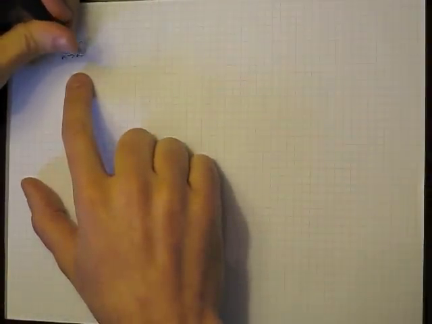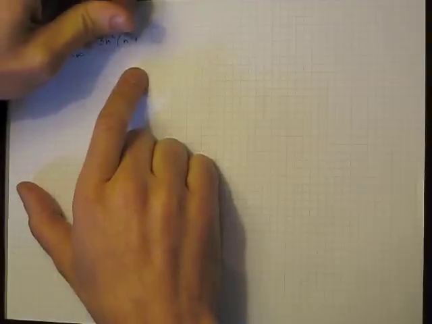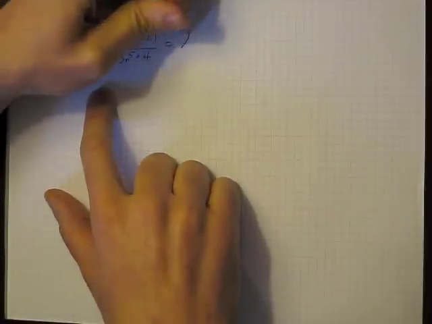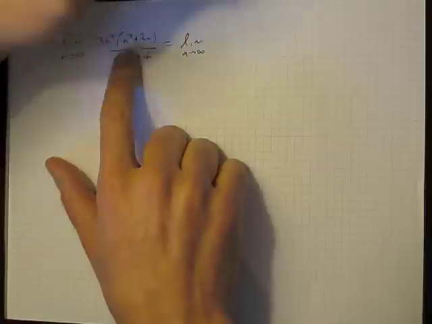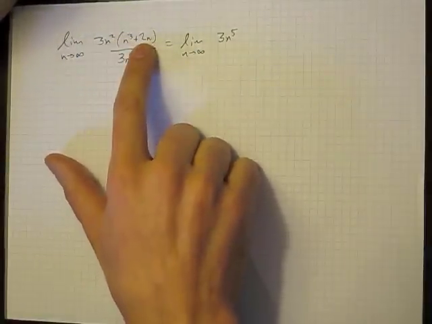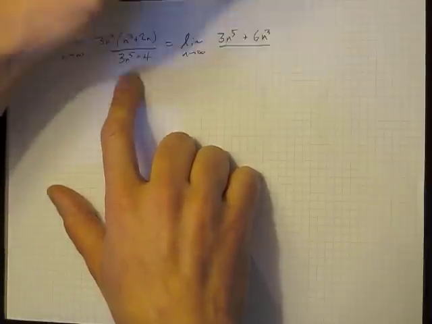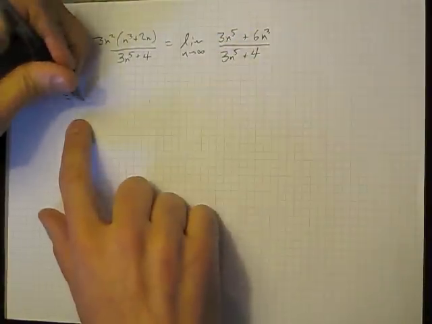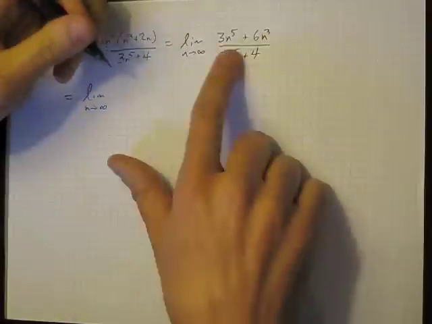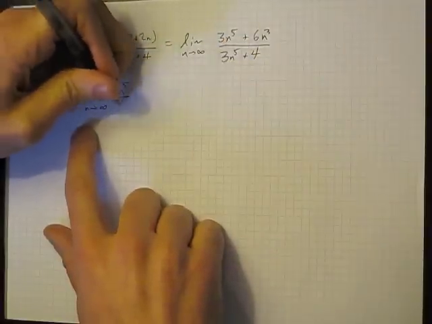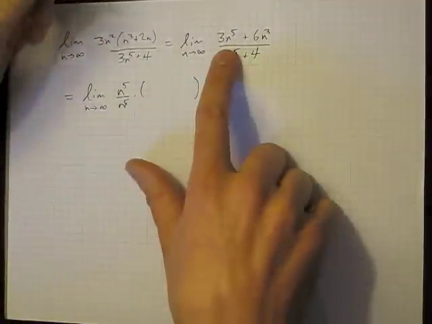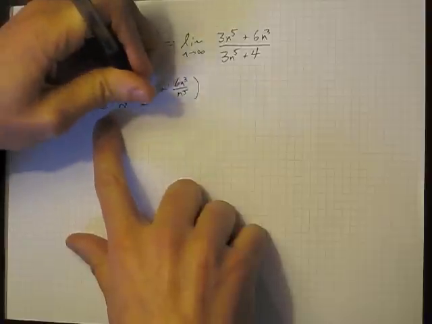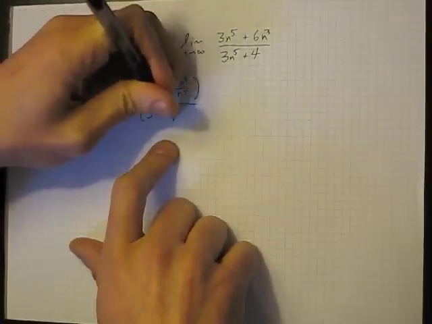So we're looking at the limit as n goes to infinity of 3n squared times n cubed plus 2 times n, divided by 3n to the fifth plus 4. If we distribute that through, then we get the limit as n goes to infinity. So 3n squared times n cubed is 3n to the fifth. And then 3n squared times 2n would give us 6n cubed. And then we have 3n to the fifth plus 4. Now if we're trying to check what this limit is, we pull out the highest common factor of n. So the highest common factor in both of these is n to the fifth. So we pull n to the fifth out of both the top and the bottom. And what we're left with is 3, and then we have plus 6n cubed over n to the fifth, and in the bottom we have 3 plus 4 over n to the fifth.